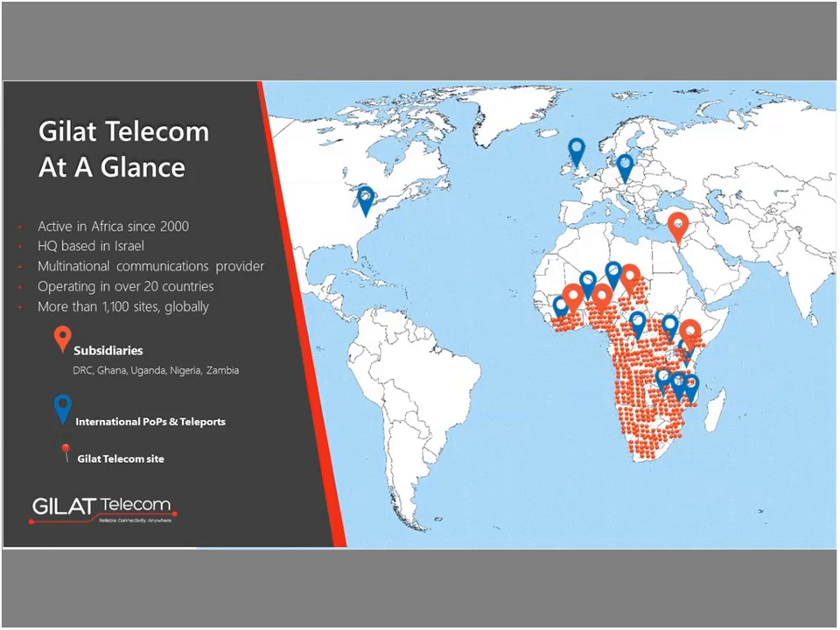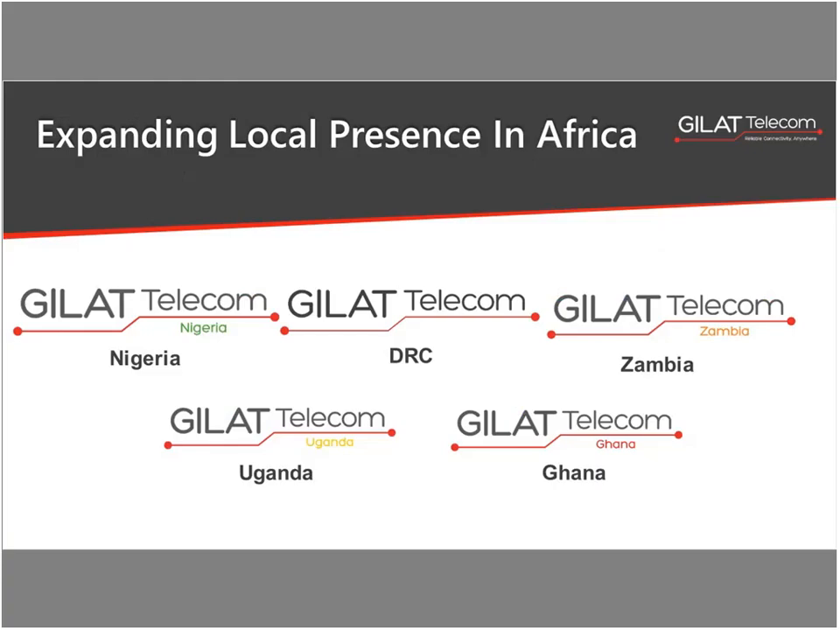Over there in the map, you can see our POPs and our sites. So we have the subsidiaries in Nigeria, Uganda, Ghana, and Zambia and the DRC. The main difference between the subsidiaries is that Zambia and Uganda were the last to come into our portfolio.